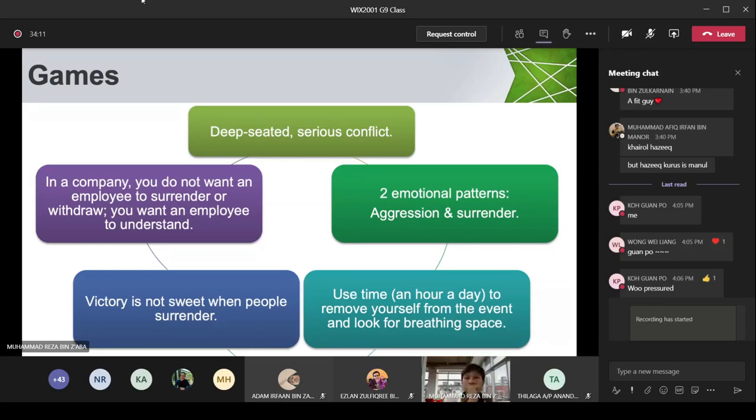So if you want to win every argument, that is also a barrier to communication. Semua dia betul lah, basically. Orang lain semua salah. Okay. Right, next.